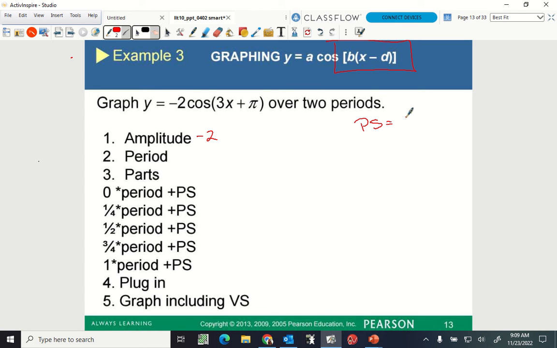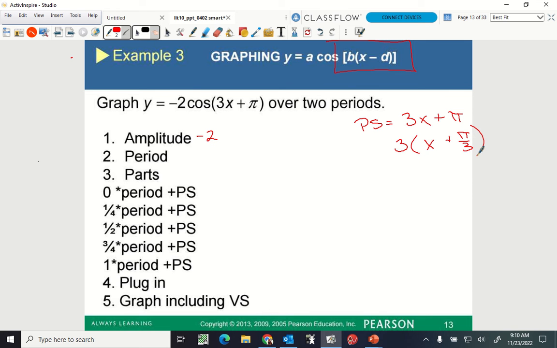So I'm going to rewrite this as 3x plus pi, and then I'm going to rewrite that as 3 quantity x plus pi over 3, because I'm going to divide each item by 3 because I want to get the x by itself. That's the whole point of rechanging this. And then the other thing gives me my phase shift: divided by 3, it's just x, and then it's plus pi over 3.